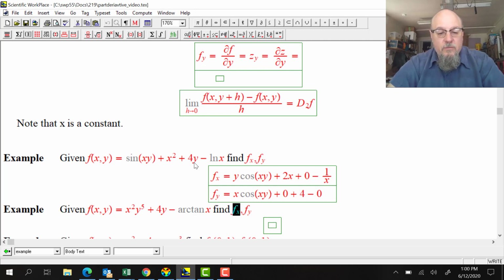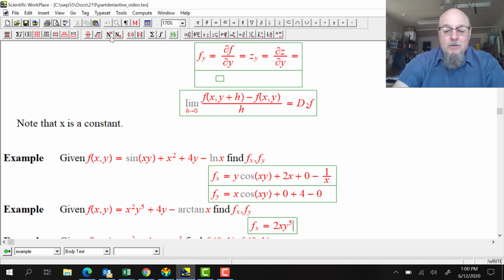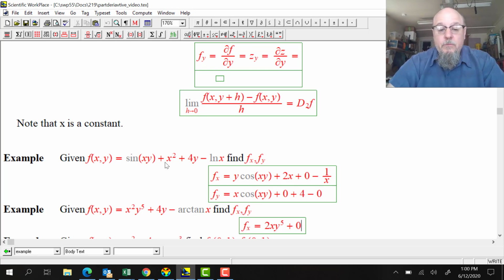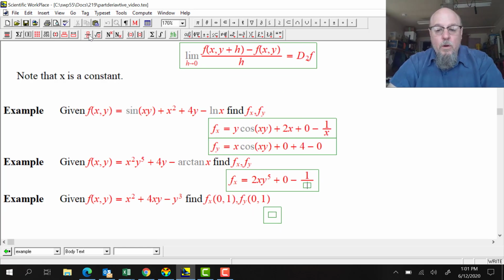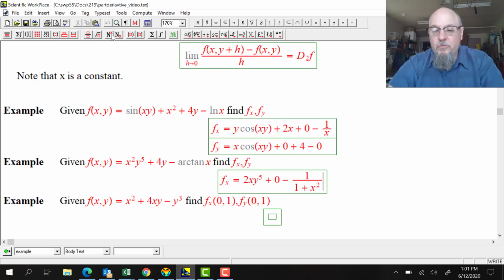So I'm going to take the derivative with respect to x. So y is a constant. So y to the 5 is a constant. So this was just like as if this whole thing was 10. Just leave it alone. So that's going to be, when I differentiate with respect to x, 2x times y to the 5 plus 0, because that's a constant, minus the derivative of arctan x, which is 1 over 1 plus x squared. So I have to remember all my differentiating rules from single variable calculus.